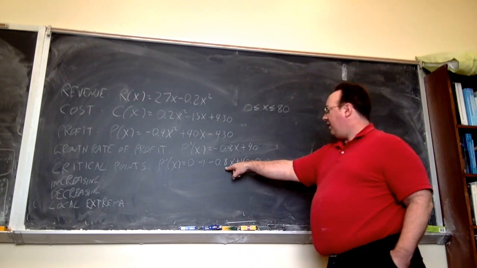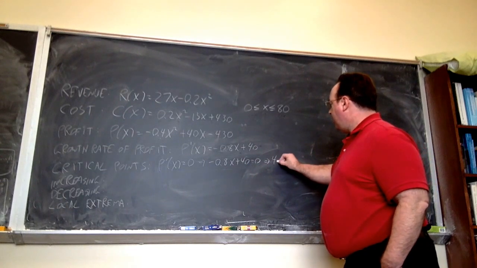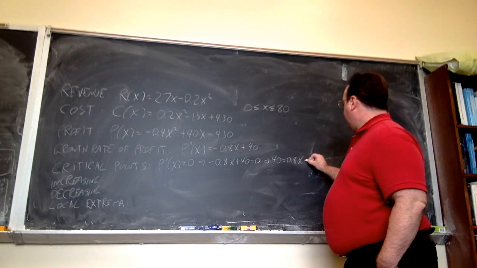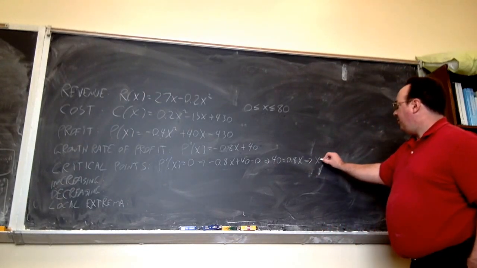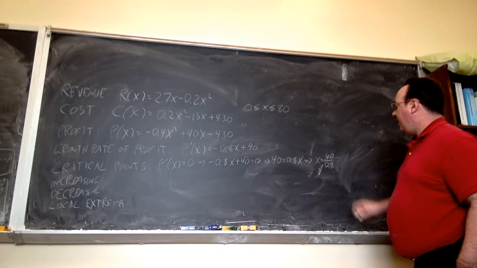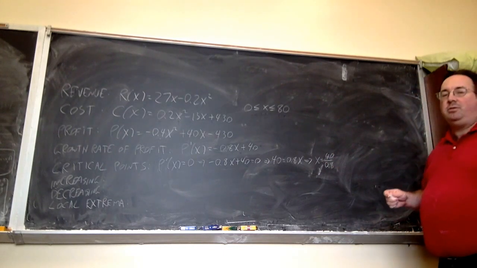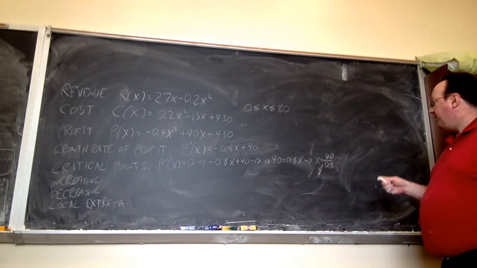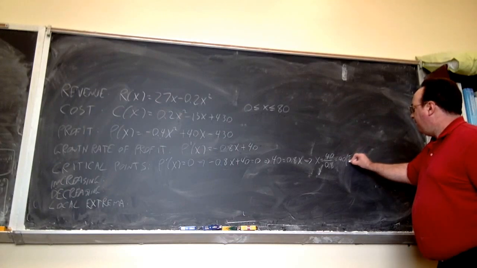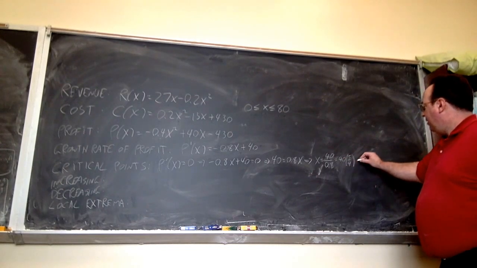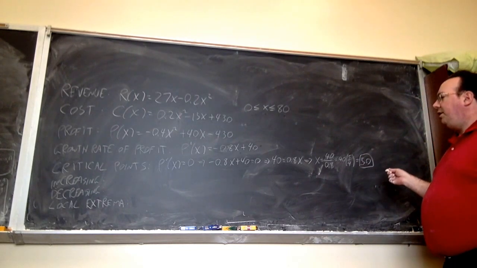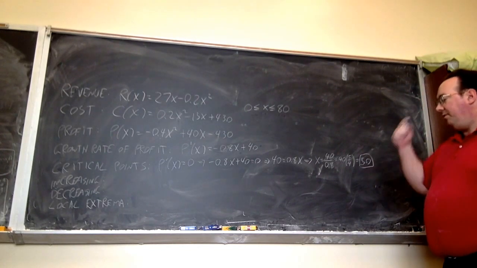I'm going to take this term on the left and move it to the other side. So 40 is equal to 0.8x. So x is going to be 40 divided by 0.8. 0.8 is equal to 4/5. So dividing by 4/5 is the same as multiplying by 5/4. So we get 50. So 50 is our one and only critical point, x equals 50.